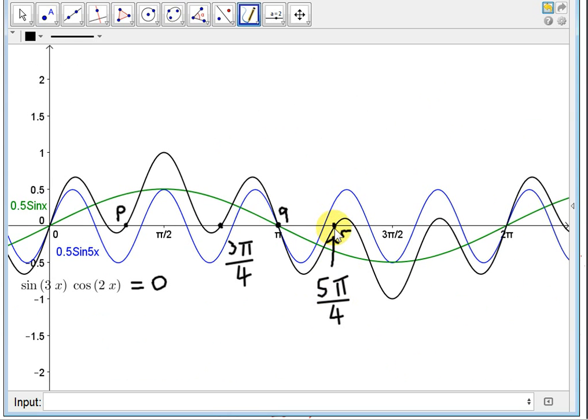You can see that this is correct. This point is actually midway between pi and 3 pi over 2. So it's midway between 1 and 1.5 in units of pi. This is 1 1/4.